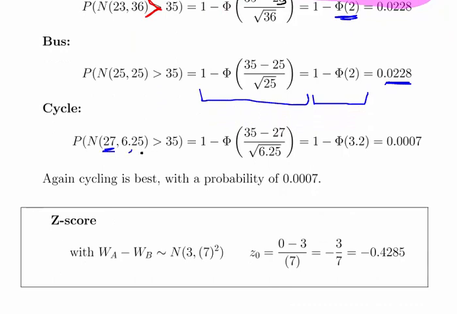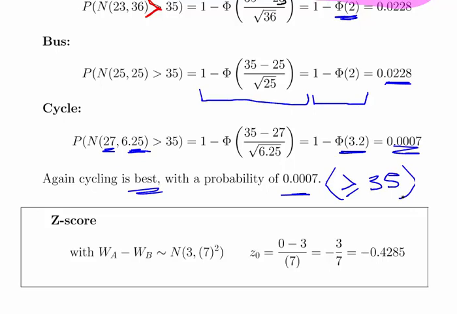Mean of 27, variance is 6.25. So 1 minus phi of 35 minus 27 divided by 2.5. That gives us 3.2, and the probability there is 0.0007. So again, cycling is the best, with a probability of being greater than 35. That's the lowest probability in this case. It is tiny, fractional.